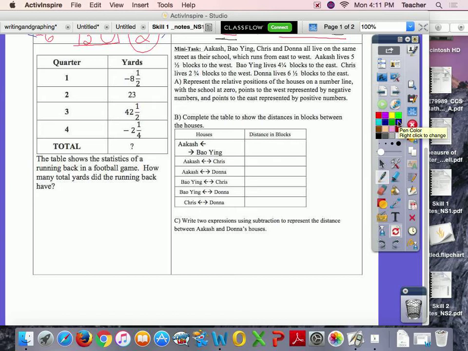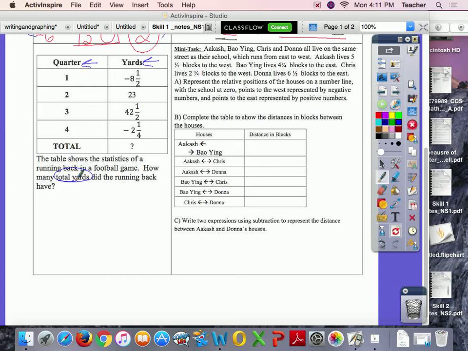So we're dealing with a chart. We have quarters and we have total yards. So it's always important to look at our headings. It says the table shows the statistics of a running back in a football game. How many total yards did he run the entire game?